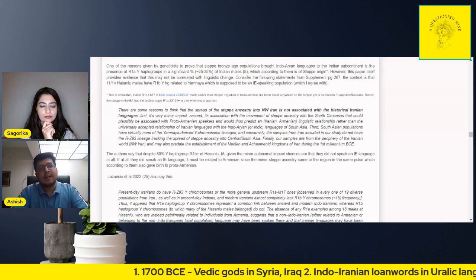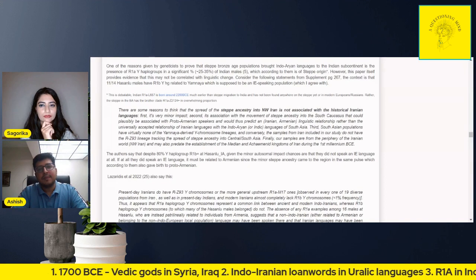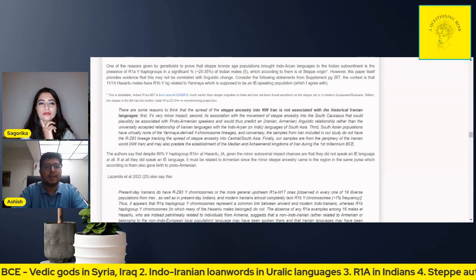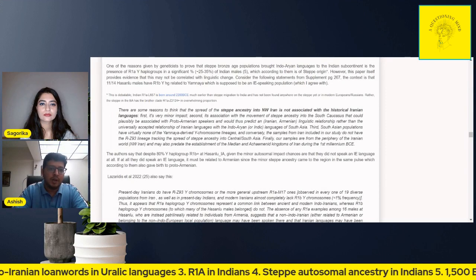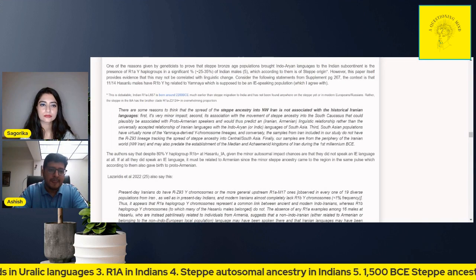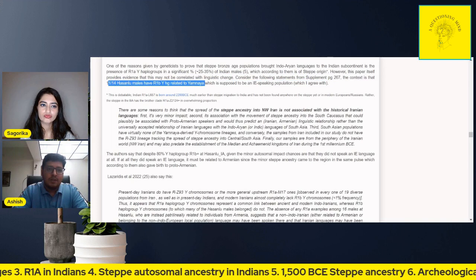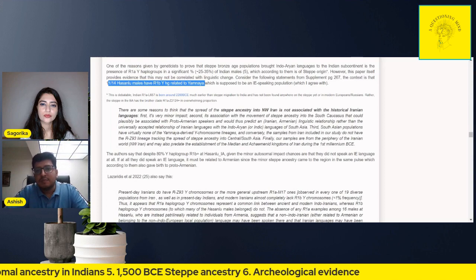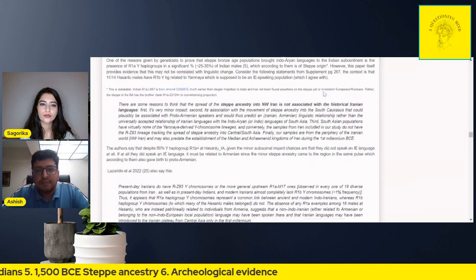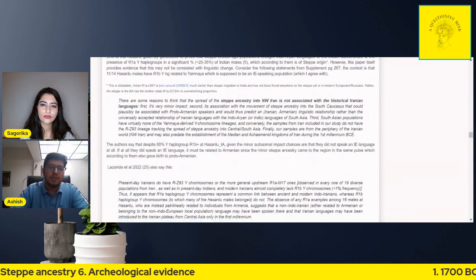But then they say that, but there are other reasons to believe that these samples from Masandu are not Indo-European or Indo-Iranian speakers. Okay? So even though they have R1B, they say that they cannot be Indo-European speakers.